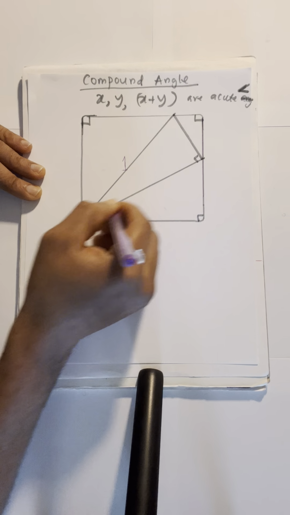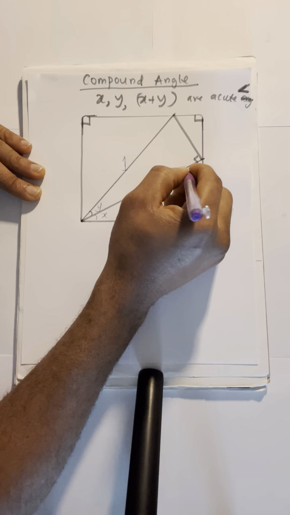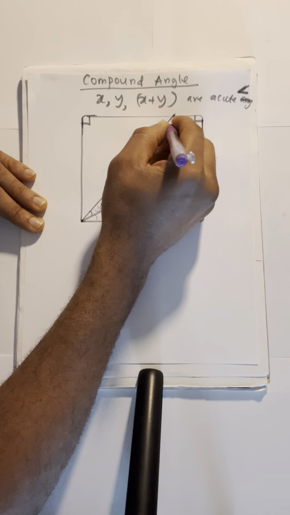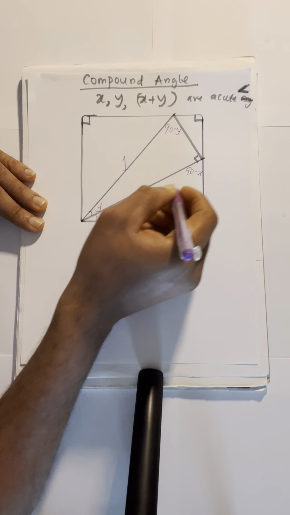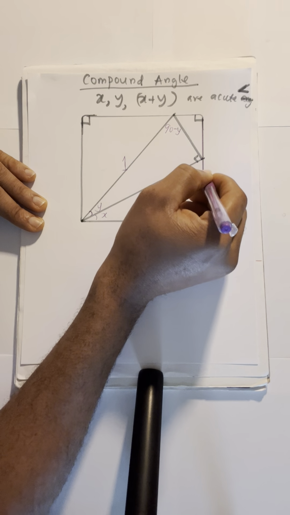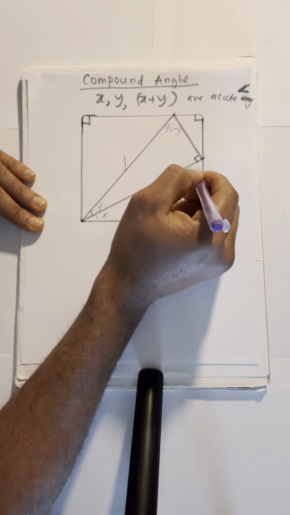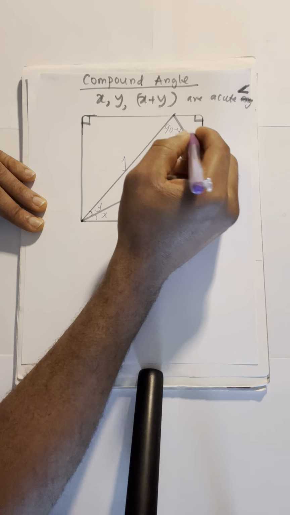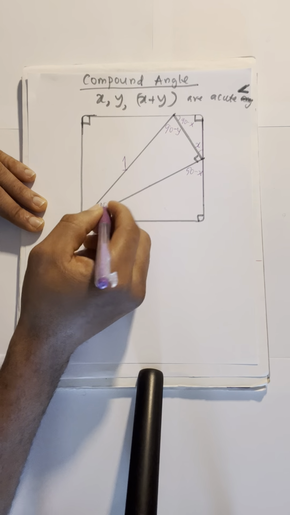Recall that the sum of angles in a triangle is 180 degrees. Therefore, here will be 90 minus x. The same thing applies here. Here will be 90 minus y. Angles on a straight line add up to 180. Here is 90, here is 90 minus x, here will be x.